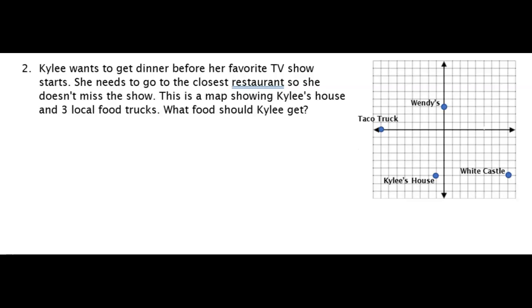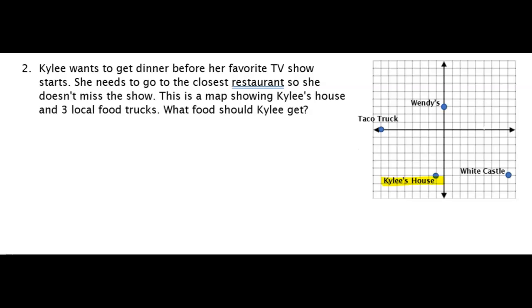Kylie wants to get dinner before she watches her favorite TV show. She wants to go to the closest restaurant so that she doesn't miss the show. The map on the right is showing Kylie's house, which is down here in quadrant 3. And then it shows the 3 different places that are closest to her house where she could go get some food. So we're trying to figure out which one she should get food from.